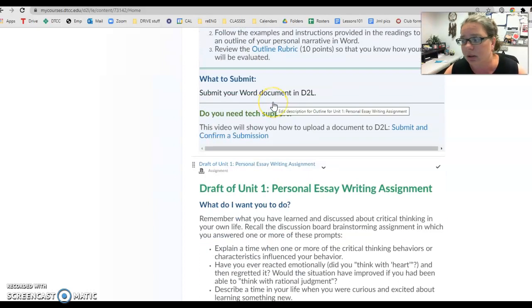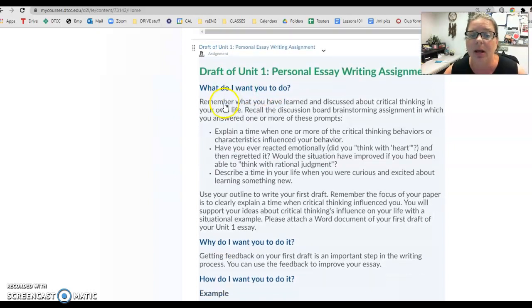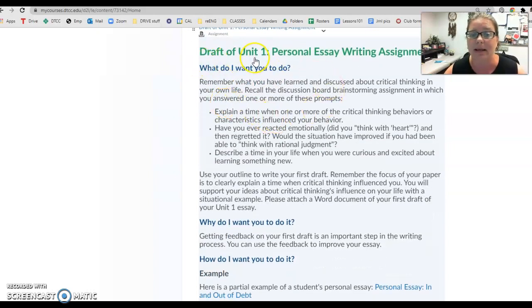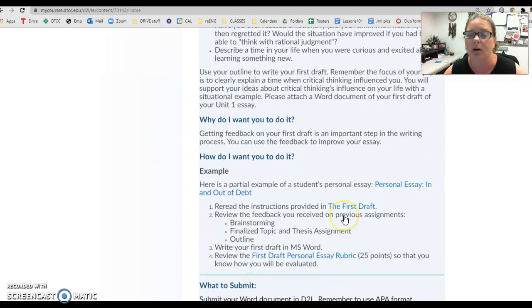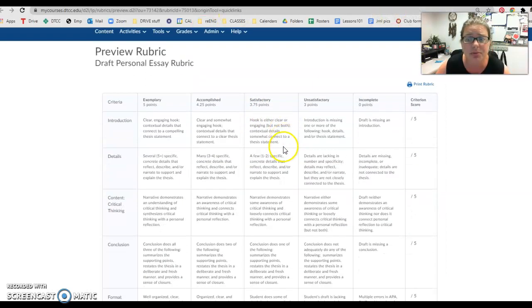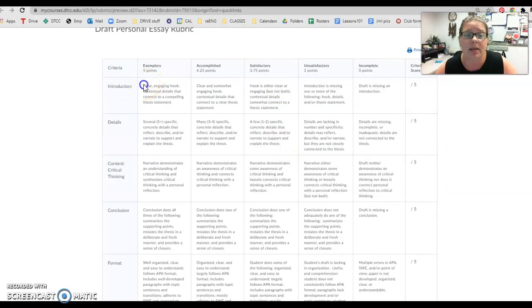After you've done an outline and gotten a little bit of feedback on that, then I'm going to ask you to do a personal essay rough draft. So you've already got your outline, you've already got your ideas. Now what you are going to do is look at some examples of personal essays. You're going to look at the rubric that you're going to be graded on. It's really important when you start writing that you know what things you need to have. You need to know that you have to have a clear, engaging hook and a thesis statement.